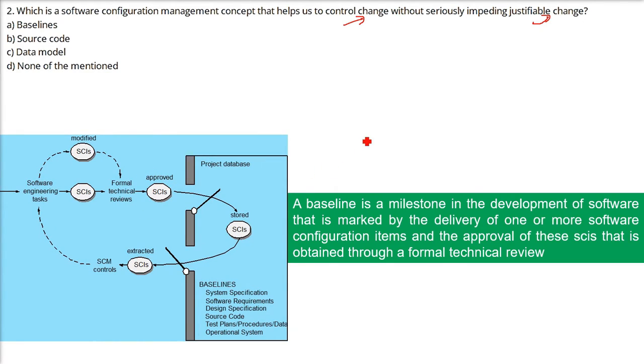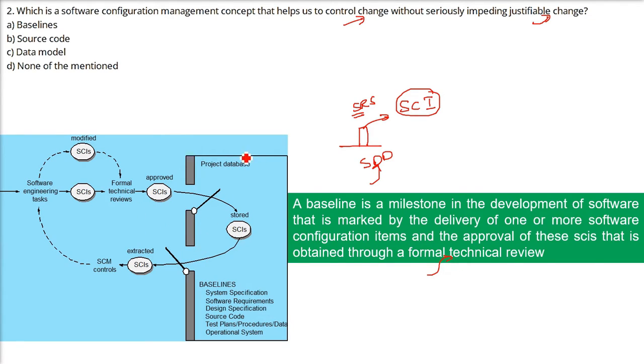This baseline is actually a milestone in the development of a software that is marked by the delivery of one or more SCIs, software configuration items, and the approval of these SCIs. How are we obtaining this? Through a formal technical review. For example, SRS will become a baseline. A design document will become a baseline. Any change in this, you have to follow a proper formal technical review.